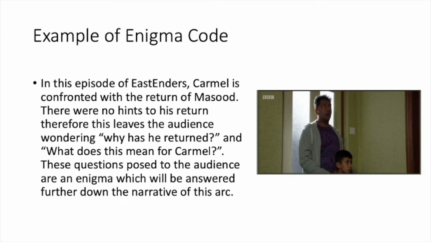So, a quick specific example of an enigma code used in an episode of EastEnders. In this particular episode, Carmel is confronted with the return of Masood. There are no hints to his return, therefore this leaves the audience wondering, why has he returned? And what does this mean for Carmel? So that's the enigma code there.